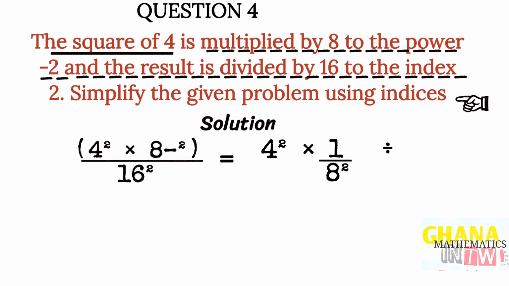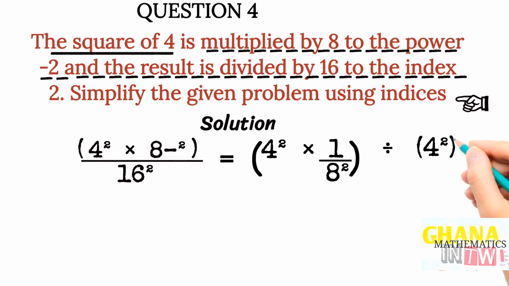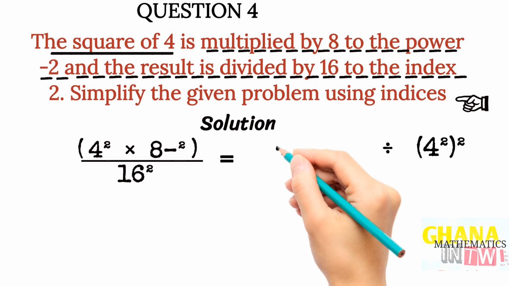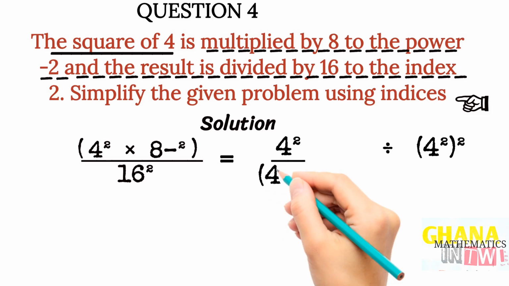As a result of the whole of 4 square times 1 over 8 raised to the power 2 dividing 16 square, I have to put it into brackets. So you change 16 square, and then 4 square all square. And change 4 square times 1 over 8 square. So we have 4 square times 1, which is 4 square, over 8 raised to the power 2.